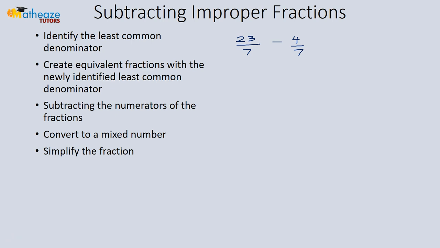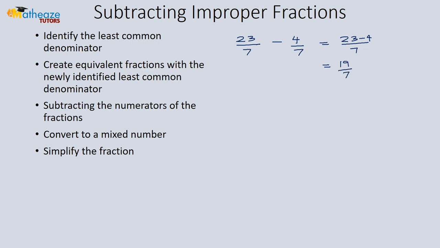What we're going to do is identify the least common denominator. Then we will create equivalent fractions where necessary, subtract the numerators, and then convert to a mixed number and then simplify the fraction. You can simplify the fraction before you convert. It's really optional at that point. So in this case, we have the same denominator, so we can safely subtract the numerators. So 23 minus 4, that should give you 19 over 7.